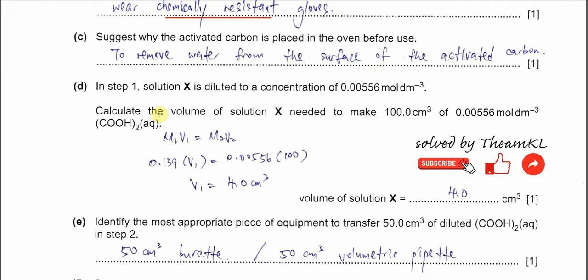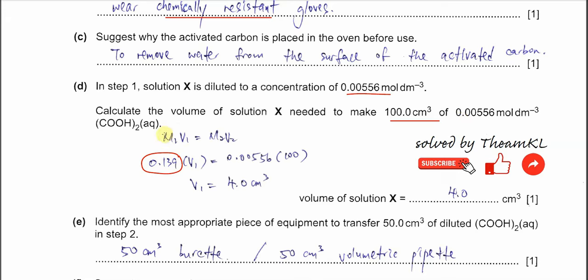Right. Part D. In step 1, solution X is diluted to a concentration of 0.00556, which means it is diluted from 0.139 to this concentration. Now calculate the volume of solution X needed, the more concentrated one, which is 0.139, to make 100 cm cube of 0.00556 mole per dm cube of the acid solution.